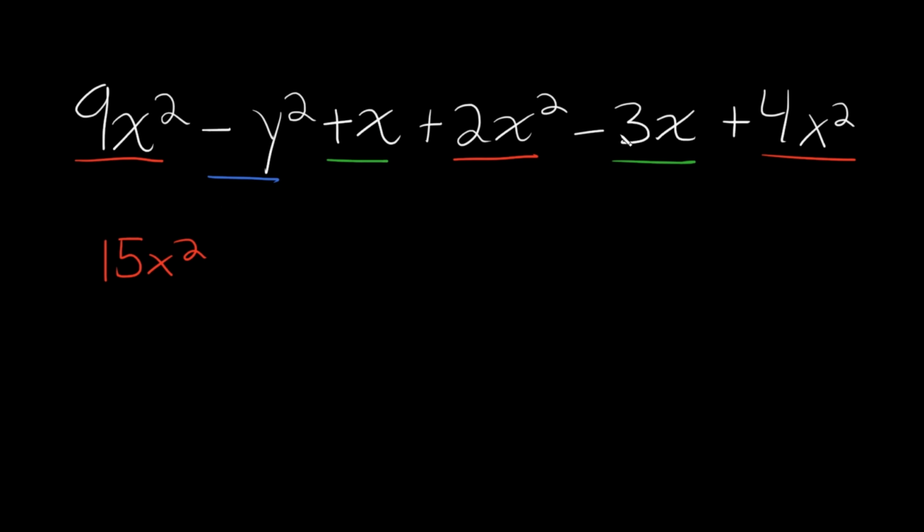And then let's do the x term. So we have x minus 3x. Well, there's an implied 1 here, and we're subtracting 3, so that will be -2. So this will be minus, and I'll write these in white, minus 2x. And then let's see, we only have one y squared term.